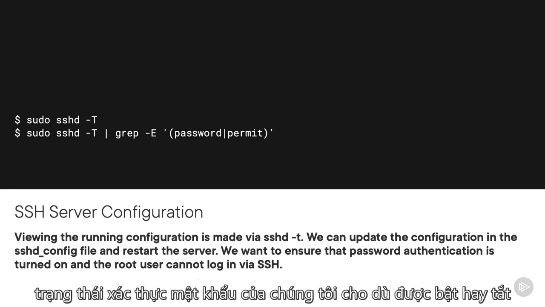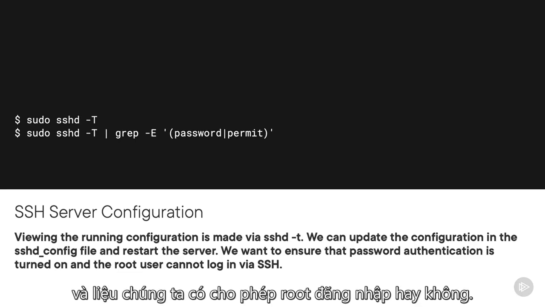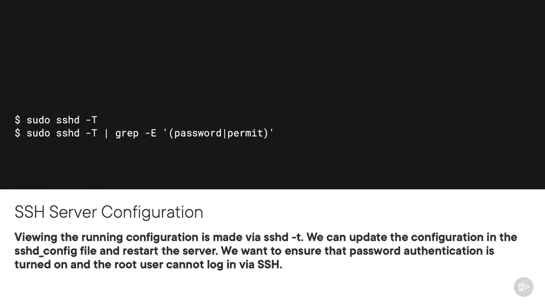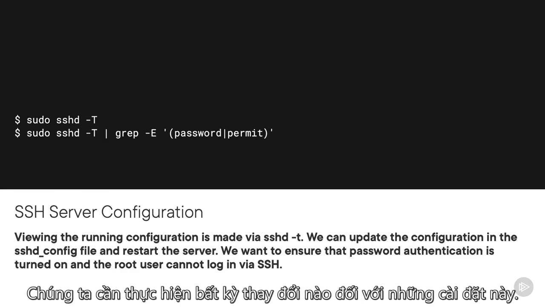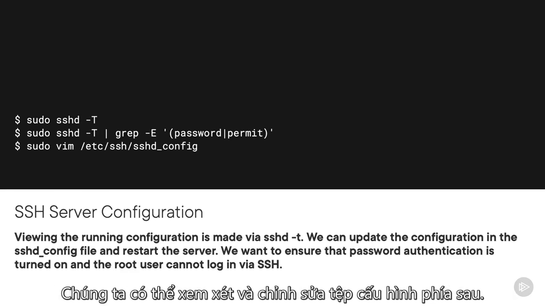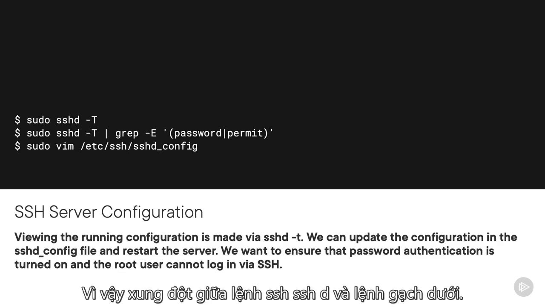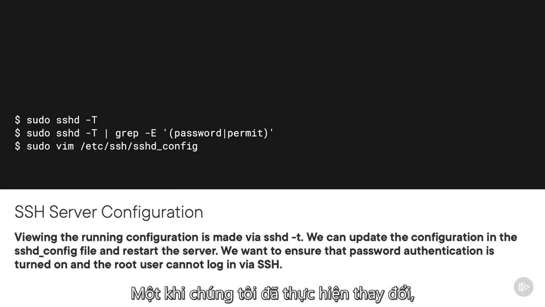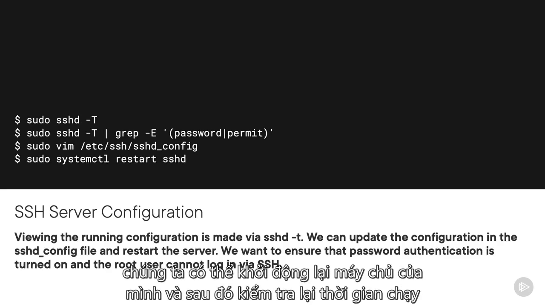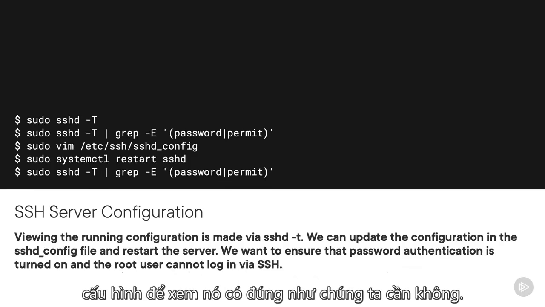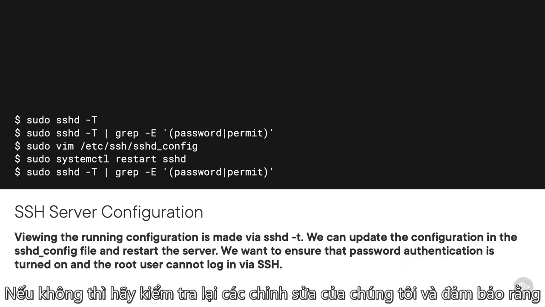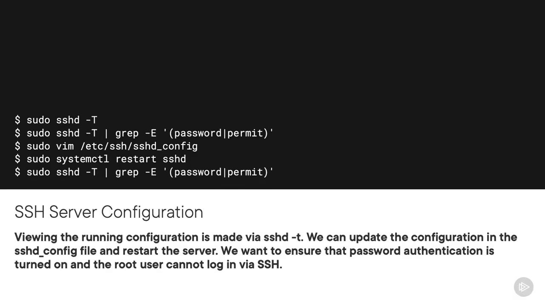And we'll see then the state of our password authentication, whether that's enabled or disabled, and whether or not we permit the root login. If we need to make any changes to any of these settings, we can go through and edit the back-end configuration file, so the /etc/ssh/sshd_config. Once we've made changes, we can restart our server and then double check the runtime configuration to see that it is the way that we need it to be. If it is, great. If it isn't, then recheck our edits and make sure that we've got the setting that we require.